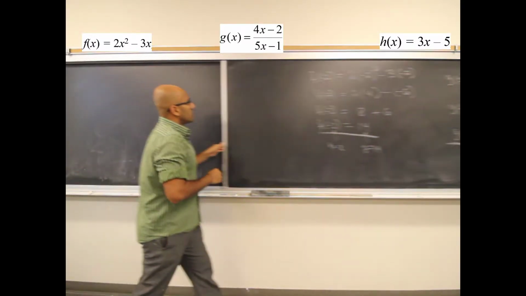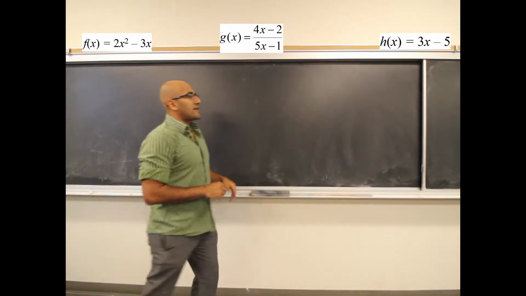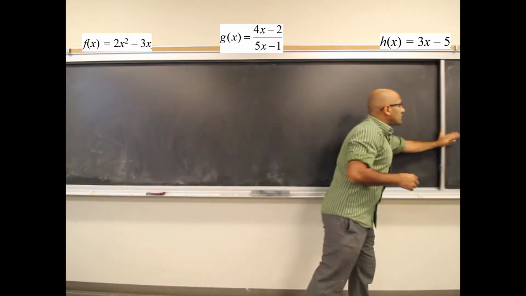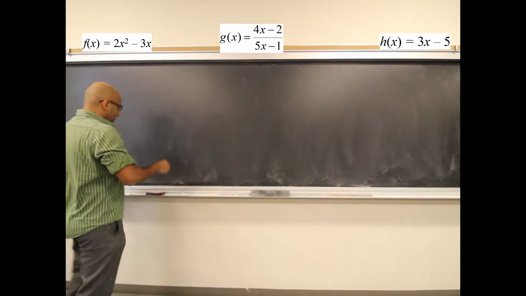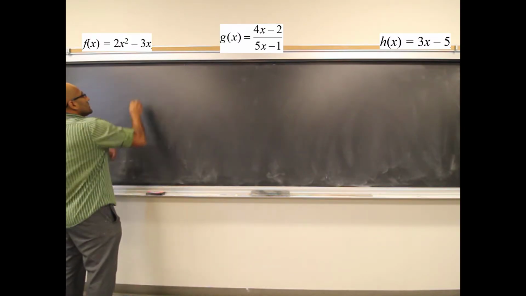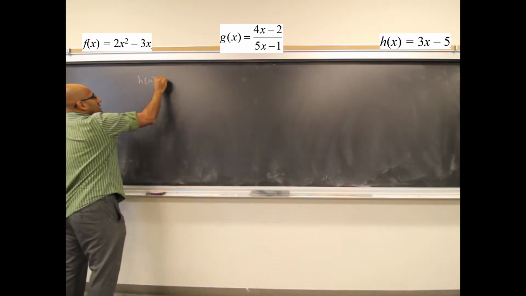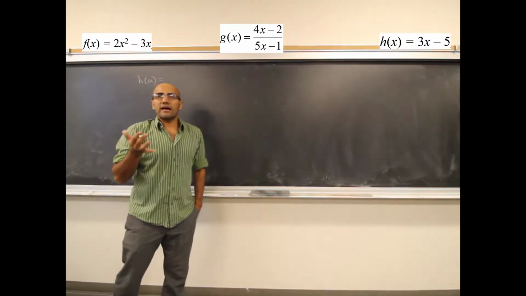So sometimes we're asked to evaluate at a number, as we just did. Sometimes we'll be asked to evaluate at a letter, like h of a. So find h of a, which is so simple that it's kind of confusing.